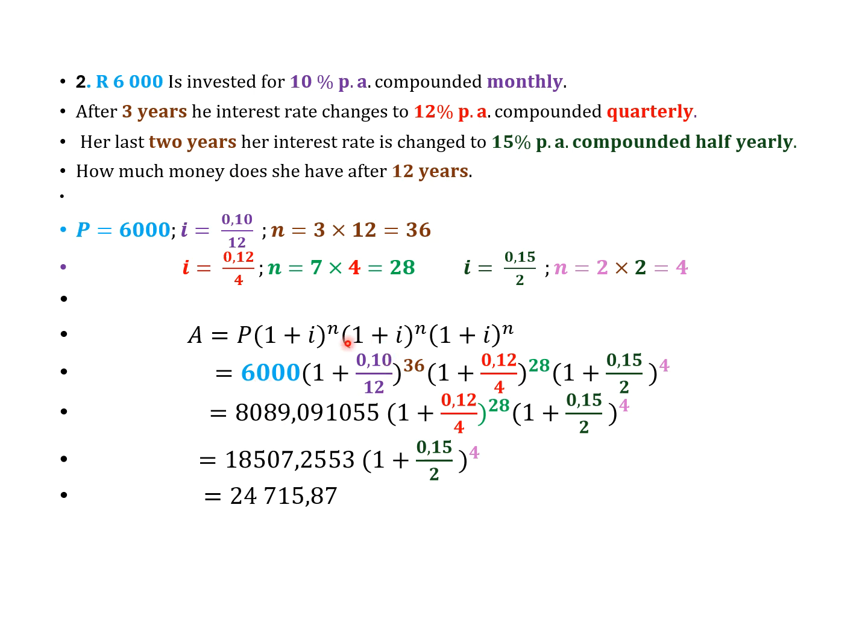So again, I can work out the first one. That's what I get. Then I can work out the second one. That's what I get. And then I work out the third one, all on my calculator. So in total, I have 24,715 Rand 87 after 12 years. That's nice. A 400% increase in what I've invested. But 12 years is a long period. Right, let's go look at another problem.